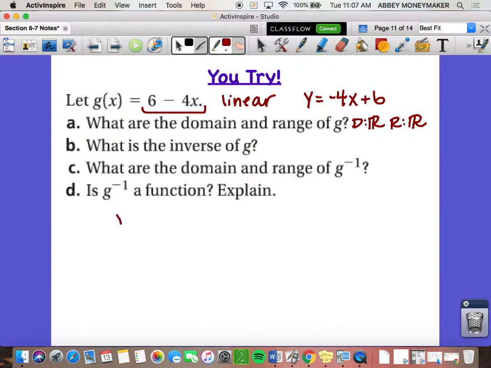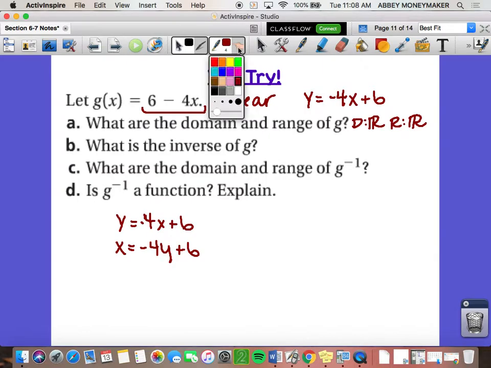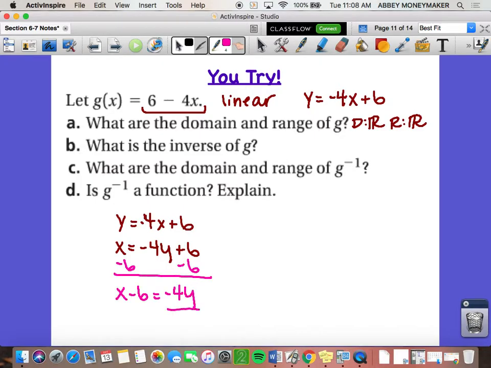To find the inverse, we're going to switch the x and the y. So I'm going to say x is equal to -4y plus 6. And I'm going to solve. So subtract the 6. So we get x minus 6 is equal to negative 4y.